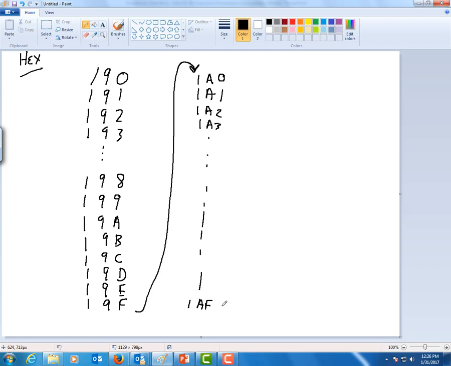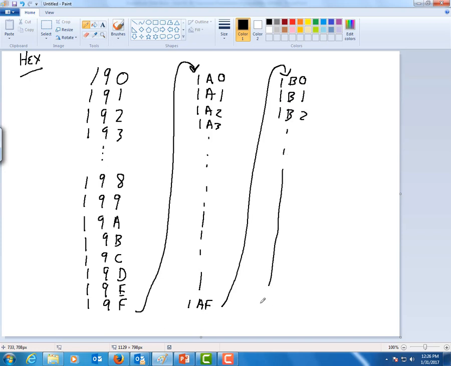What's next? Well, you're at AF, you know that's going to get reset to 0, the F will, right? Well, you're going to add 1 to the column to the left of it. What comes after A? B. There's your 1. And you're going to have 1B0, 1B1, 1B2. You come all the way down here, and what are you going to have? You're going to have 1BF.